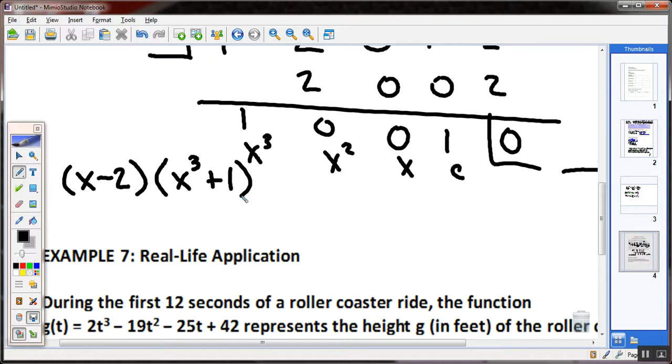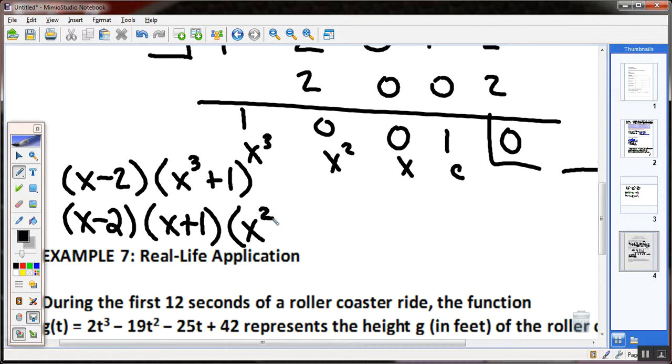Oh my gosh. So from this right here, I can say A is equal to X and B is equal to 1. So by rules, I'm not going to make you look back at this. This is going to become X minus 2. This becomes X plus 1 times X squared minus 1X plus B squared, which would be 1 right there.